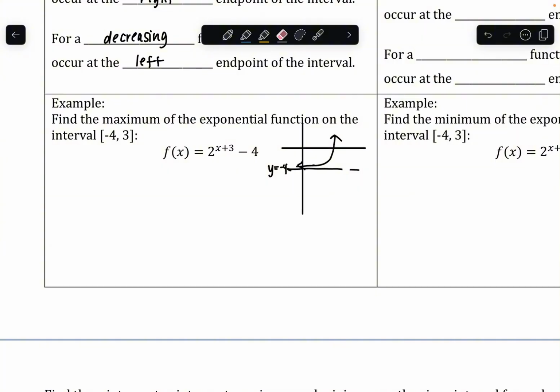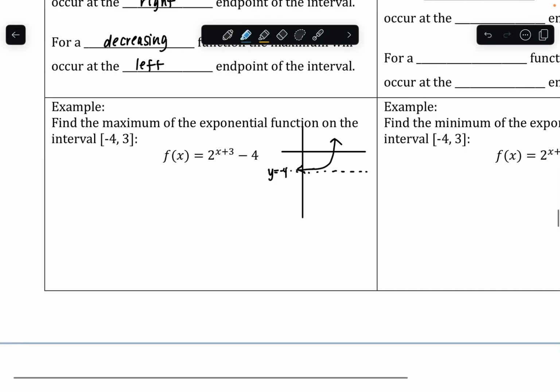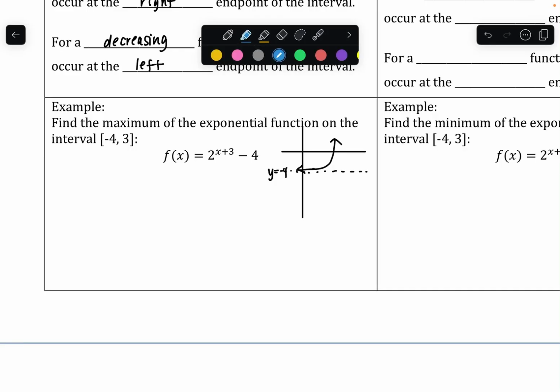Okay, and so I'm going to make that a dotted line because it's invisible. And so my maximum for this function is going to occur at the left endpoint. We're looking at the interval from x equals -4 to x equals 3. Remember, those are always x values. So from x equals -4 to x equals 3. So picturing this, I would have -4 over here, and I would have +3 over here.